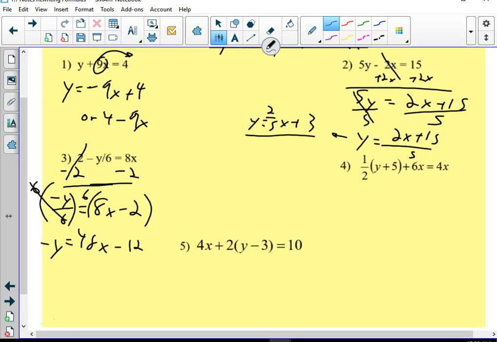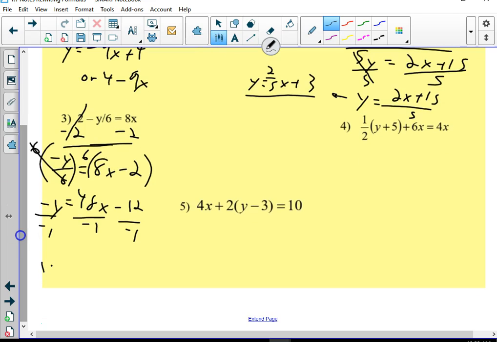No, I need to get rid of the negative 1, right? So I get a positive y. The 48 becomes negative 48x, and the negative 12 becomes positive 12. You could have saved a step here if you multiplied by negative 6, because that would have gotten rid of the negative and the 6 at the same time. If you don't see it, that's okay. What are you going to get rid of first on number 4?